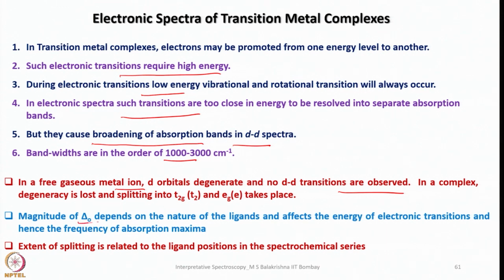The magnitude of delta O depends on the nature of the ligands and affects the energy of electronic transitions and hence the frequency of absorption maxima. In the spectrochemical series, we know the position of each ligand by considering its donor and acceptor properties. If the ligands are of weak field nature, then the HOMO-LUMO gap will be smaller, the crystal field stabilization energy will be smaller, and delta would be smaller, requiring very little energy for the promotion or excitation of the electrons. So the extent of splitting is related to the ligand position in the spectrochemical series.